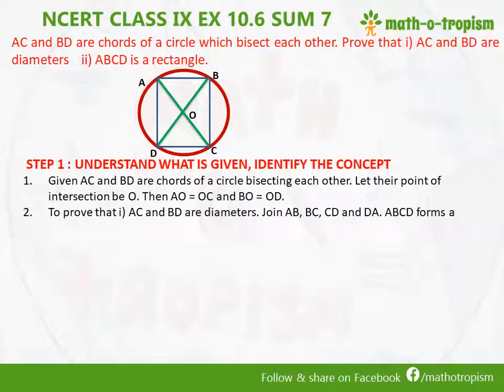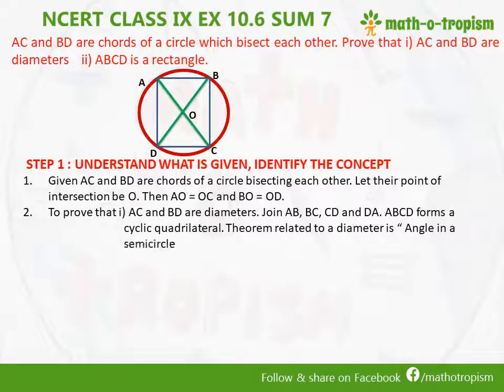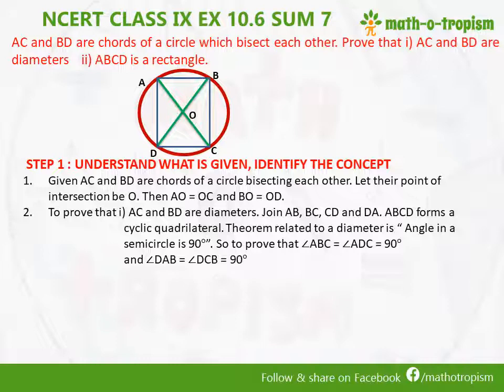Now we can see that ABCD is forming a cyclic quadrilateral, and we know a theorem relating the diameter and the cyclic quadrilateral that the angle in a semicircle is going to be 90 degrees. Semicircle means the chord is the diameter. So we need to prove that angle ABC equals angle ADC equals 90 degrees for AC to be the diameter, and similarly angle DAB and angle DCB should be 90 degrees for BD to be the diameter.